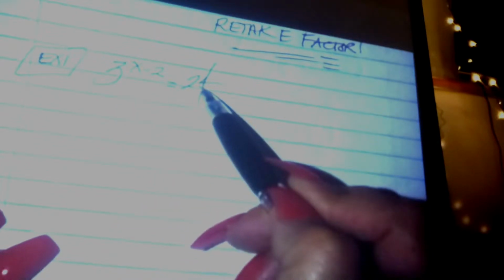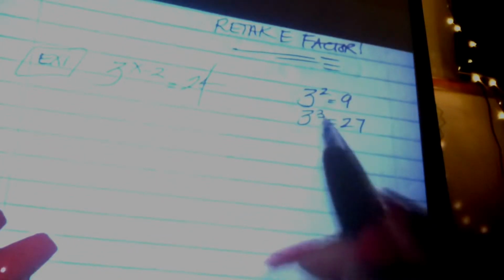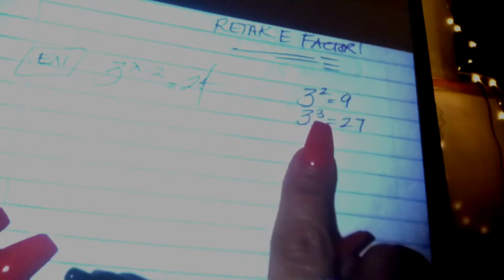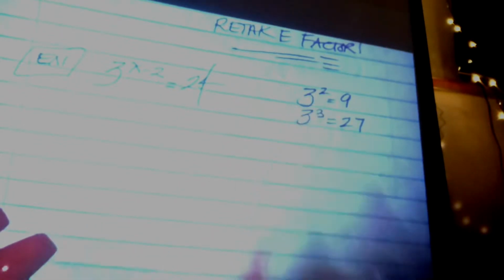Okay, so since I cannot write 24 with a base of 3, because 3 squared is 9, 3 cubed is 27, so a base of 3 cannot get me to 24. 24 is in between these two numbers, so there's no number in between 2 and 3 that's going to get me, at least an exact number, with a base of 3.